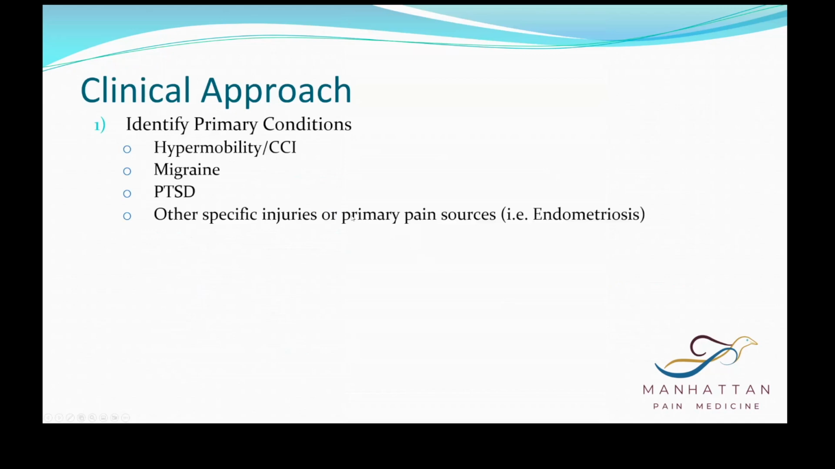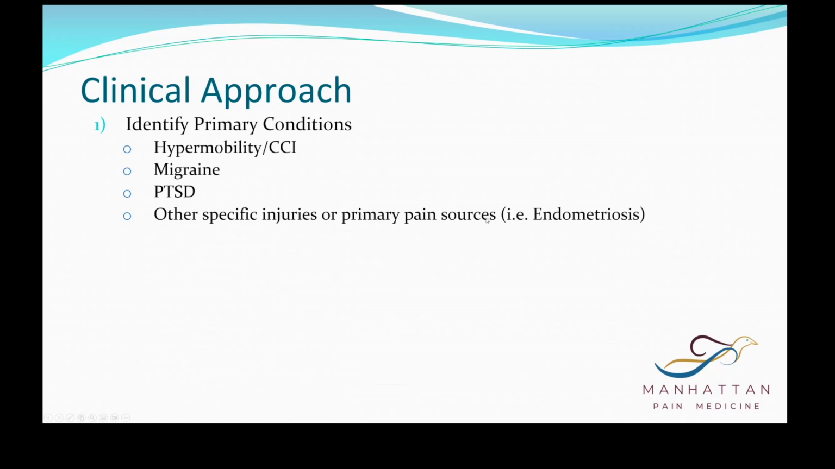And what is our clinical approach? Generally, we want to identify the primary conditions. Is there hypermobility? Is there craniocervical instability? Is there migraine? Because if there's migraine, it's going to sensitize everything. Is there PTSD? Because this plays into the sympathetic pathways, and dysautonomia and PTSD follow the same pathways. Are there other specific injuries or primary pain sources, like endometriosis?